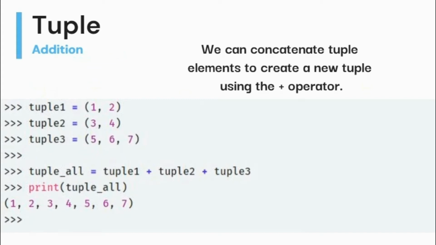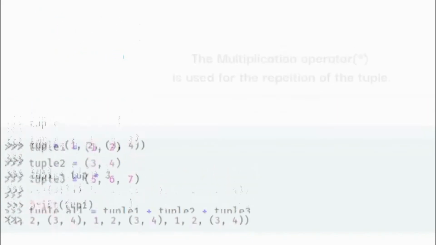Tuple concatenation. We can concatenate or add tuple elements to create a new tuple using the plus operator. For example, tuple 1 has some set of elements, as do tuple 2 and tuple 3, and tuple all is equal to tuple 1 plus tuple 2 plus tuple 3. When you print tuple all, you can see the combination of tuple 1, 2 and 3.